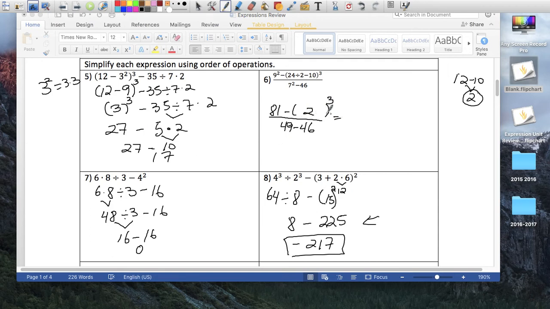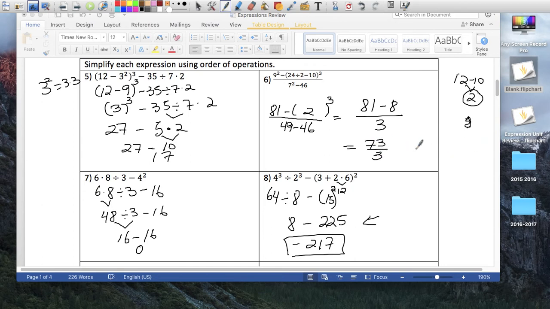We can continue. 81, we can't subtract yet because I have to take that to the third power. 2 to the third power is 2 times 2 times 2, which is 8, over 49 minus 46, which is 3. 81 minus 8 is 73 over 3. That's your final answer.